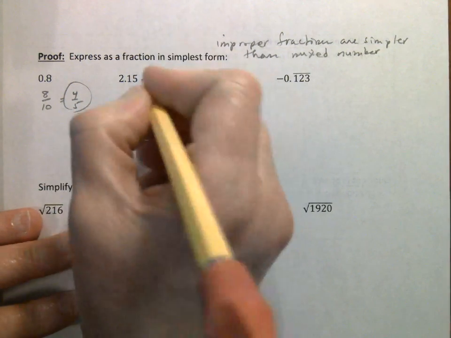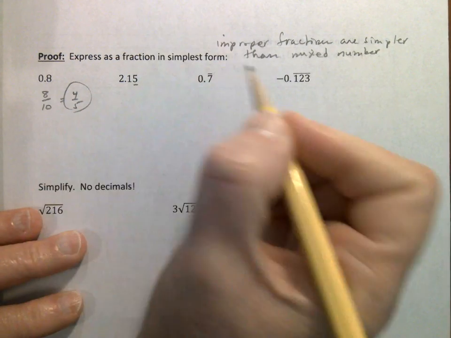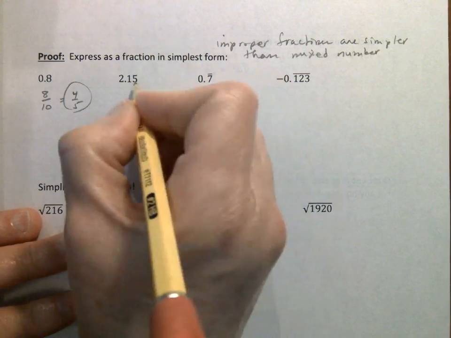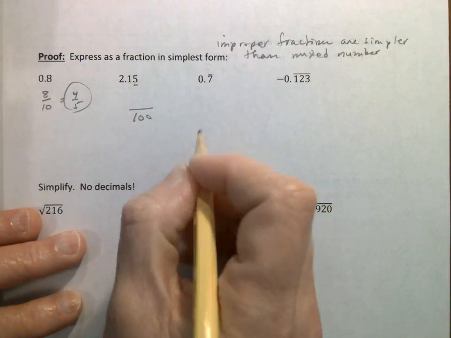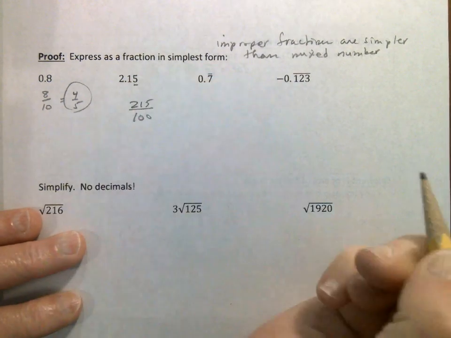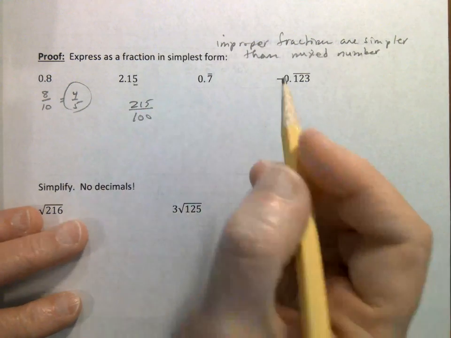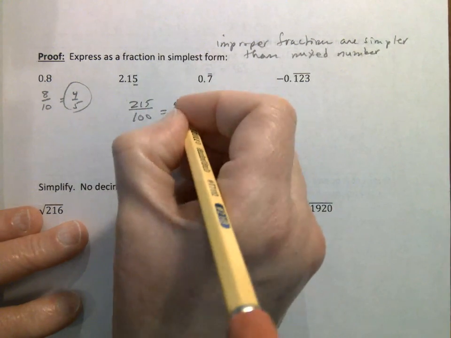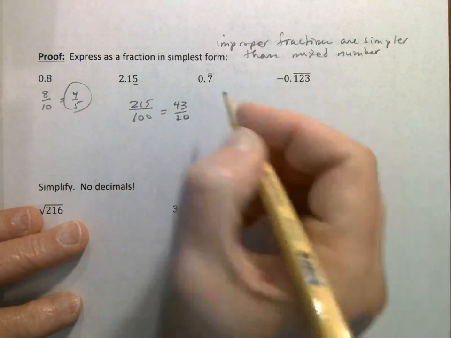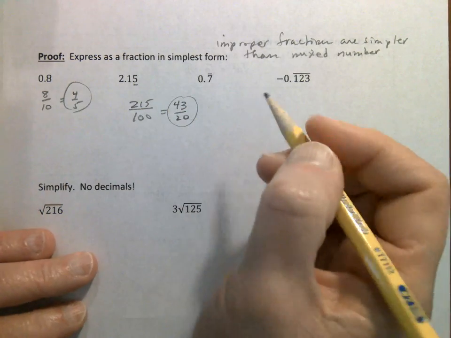So to write this then as an improper fraction, I look to see what's the last place value, and it's the hundredths place. So I'm going to have 100. Well, this is 215 hundredths. Okay, I can just drop that decimal. And then from here, I can simplify it. And that's what I'm going to have, 43/20.